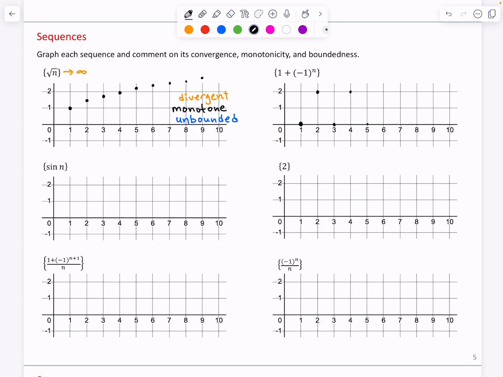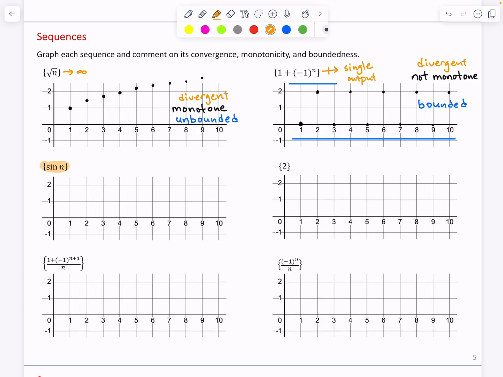And this will become an oscillating sequence where the terms bounce back between 2 and 0 forever. So this sequence does not approach a single output. So we say divergent. Nor is the sequence monotone, because terms increased, then decreased, and then increased, and then decreased. So it is not monotone to start, nor does it eventually become monotone. So we'll simply say not monotone. However, the sequence is bounded. Here's a pair of horizontal lines between which all the terms of the sequence will lie.